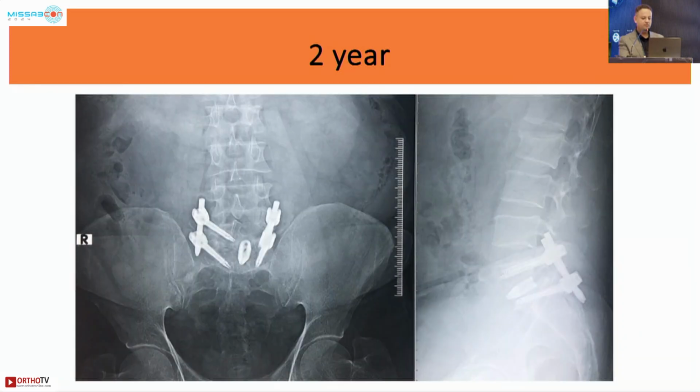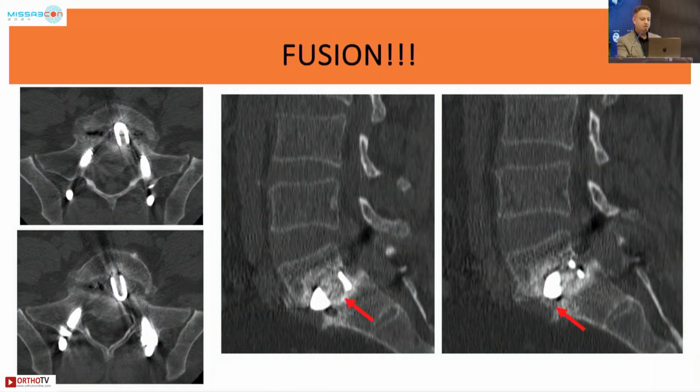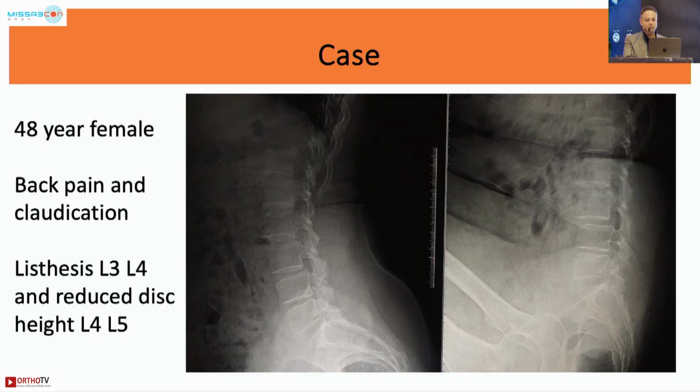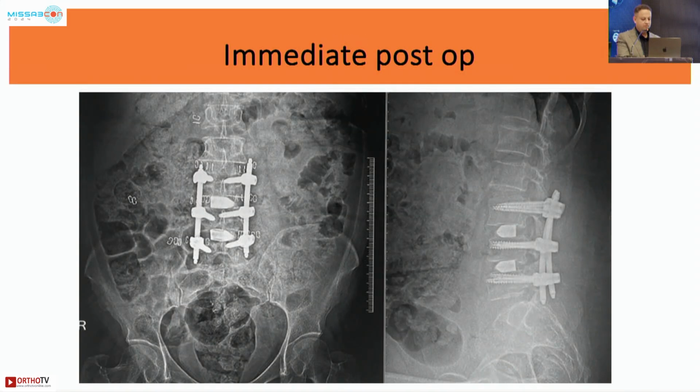You can see very well holding up at 2 years, and the fusion. Very well fused. You can see bone graft inside and outside has fused quite well. So is it just good enough for one level, or can we do more? So this is a 45-year-old female, listhesis at L3-4, and again L4, L5, and this is a 2-level fusion. Again done all under local anesthesia.